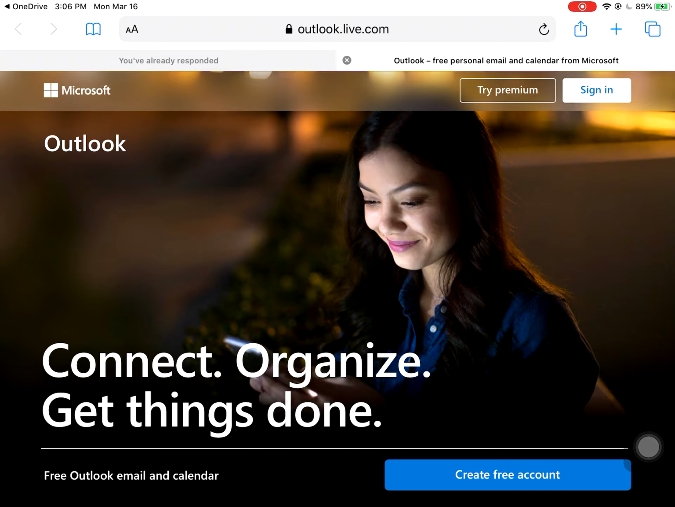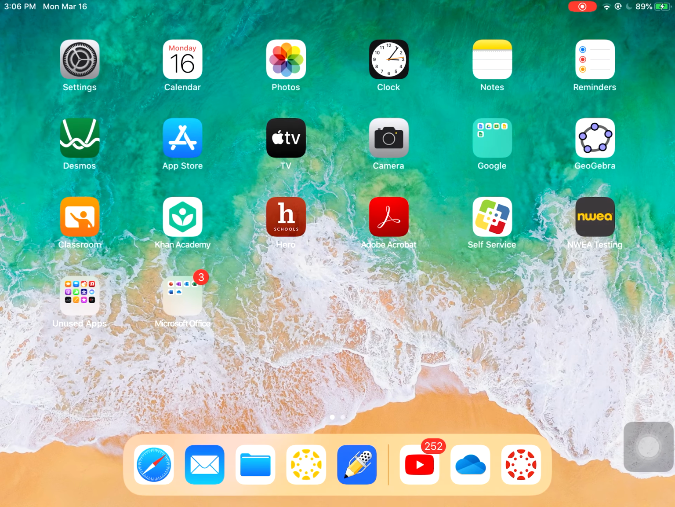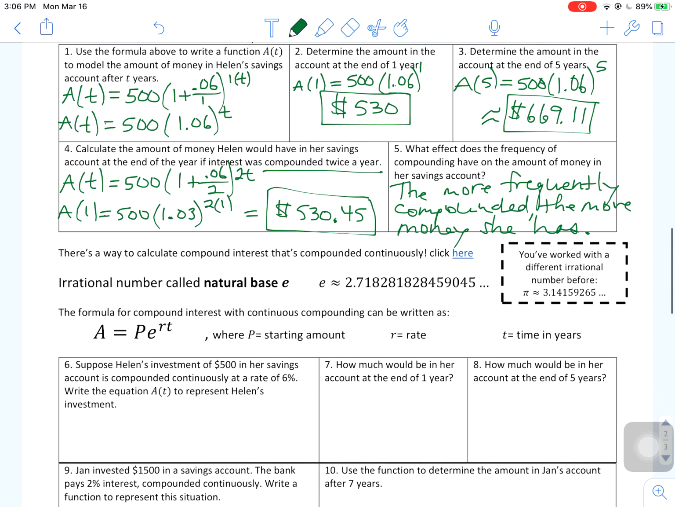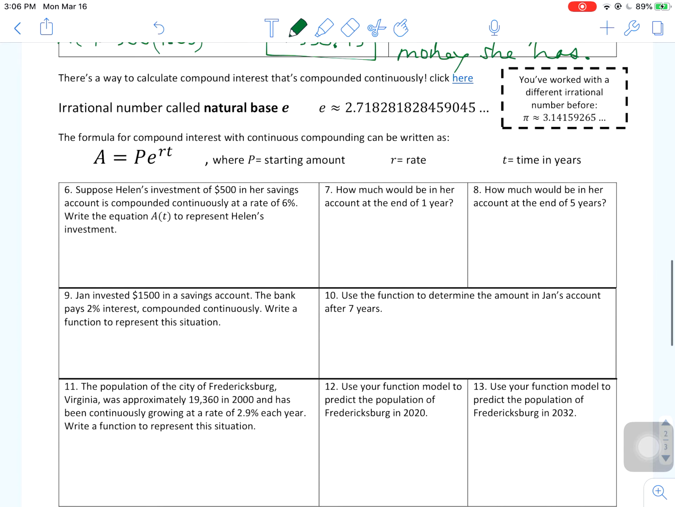We're going to abandon ship and not worry about that. Okay, so hopefully that'll work for you. If not, basically the link is just showing you that as you compound interest more and more frequently, it basically leads to this irrational number that we call natural base E. So this number that I'm about to highlight, this is E. So it's an irrational number, just like pi, when you've worked with pi with area of a circle and circumference of a circle.